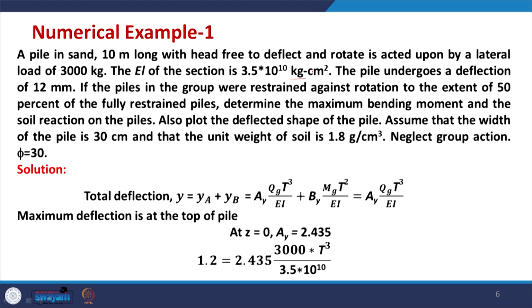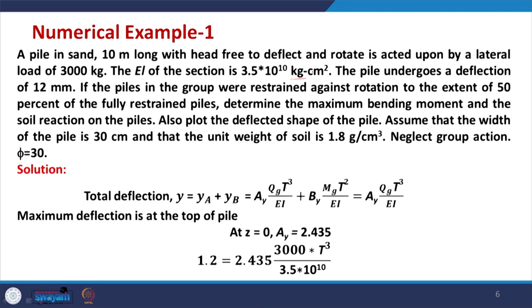So, in this numerical example, what is the case? The data is given to you for the case when the pile head is free completely. Now, you need to determine the deflection when you fix the pile head against the rotation. So, let us see what happens to that. So, deflection given at the pile head is 12 mm.